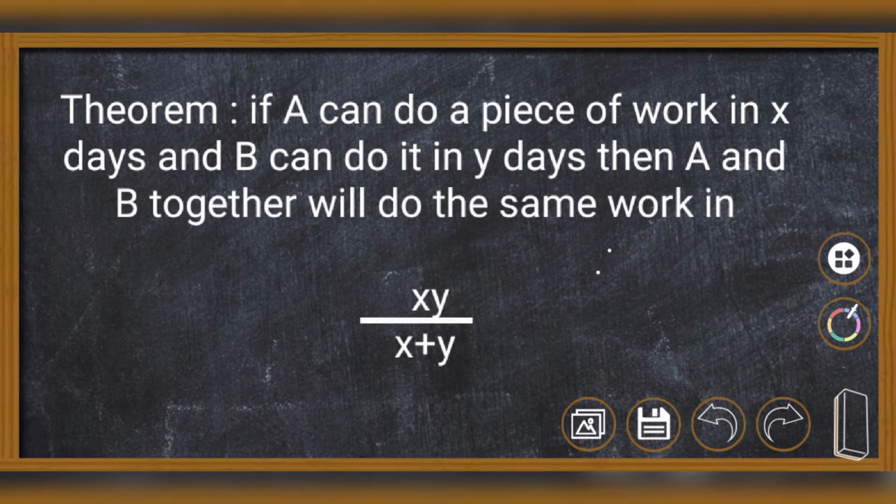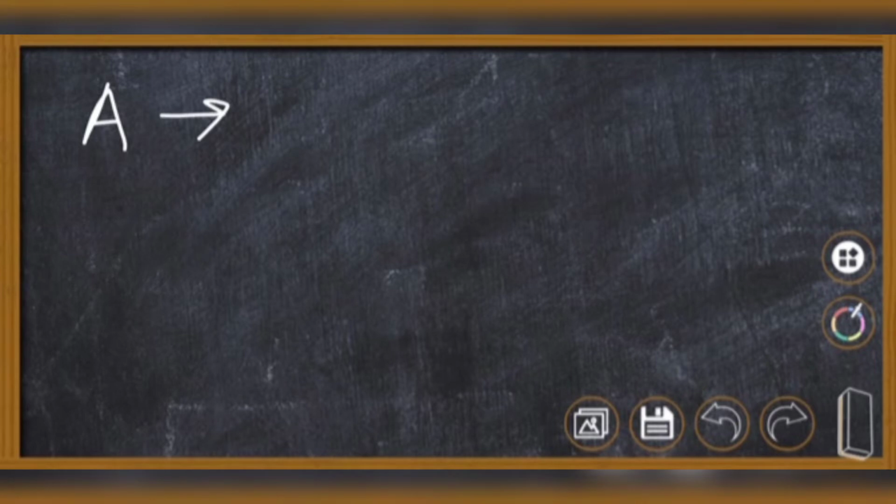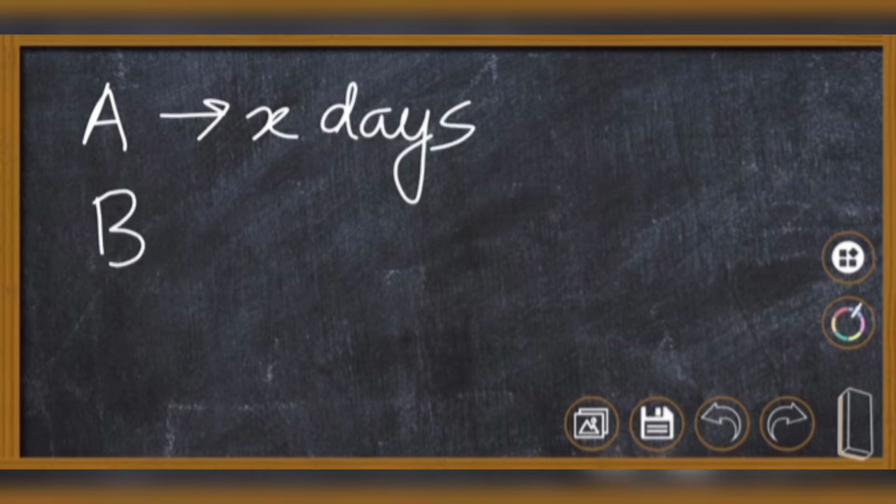Actually, if A can do a piece of work in x days and B can do it in y days, then A and B can together do the same work in xy divided by x plus y days. By studying this theorem you can increase your speed in the exams. Okay, let's see. It says that A can do a work in x days, and B can do the work in y days.